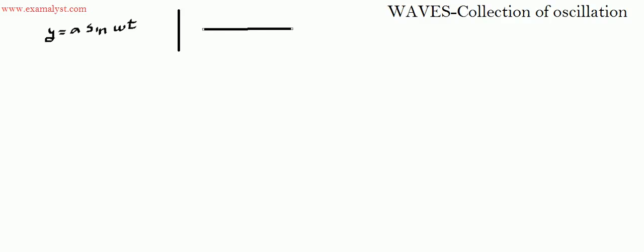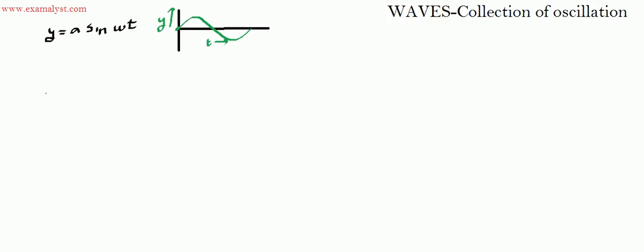So let us do that. Here y is the displacement of the single particle from the mean position. Say this is the mean position, and t is the time. So what happened to the particle? As the time went, the particle goes from the mean position to an extreme position, comes back to the mean, goes to the other extreme, again comes back to the mean, and this continues. Okay, so this is related to oscillation.